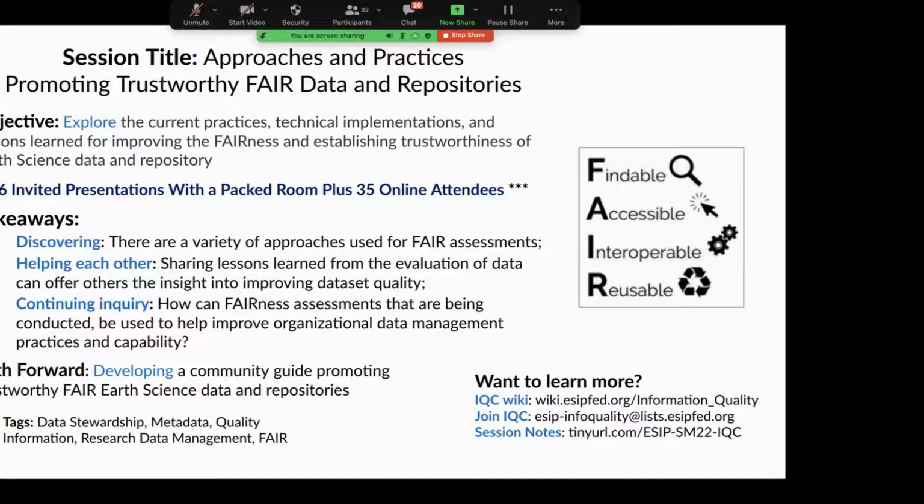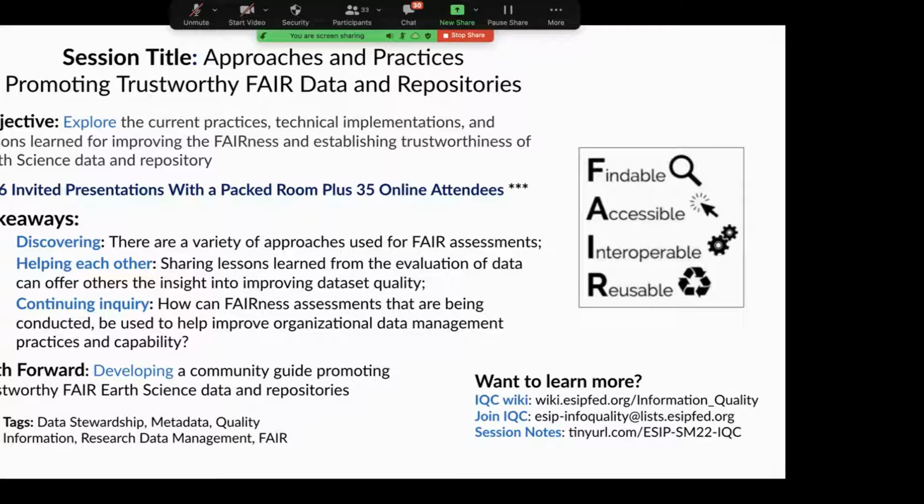And we have 6 excellent invited presentations, and they demonstrate that there are a variety of approaches used for FAIR assessment. And we can help each other by sharing lessons learned and also the insight that we gain by doing the assessment. And the question that comes repeatedly is, how can the FAIR assessment that is being conducted be used to help improve organizational data management practice and capabilities?